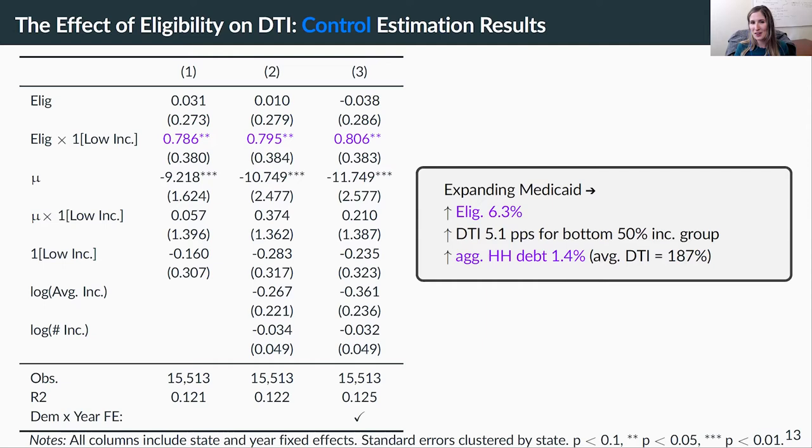Now, in terms of the WHO paper, I know they also focus on medical debt as one of the outcomes that they look at. And I believe the analysis of the effect of the expansion on medical debt finds something in the opposite direction, which shouldn't be surprising.